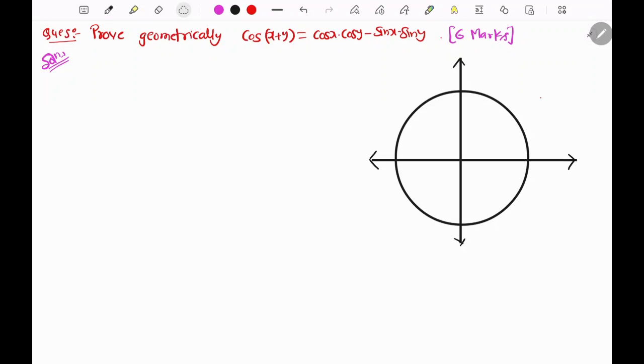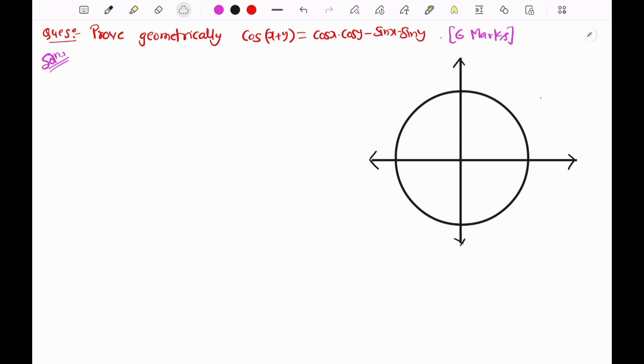Hello students, so today we will learn the proof of this question. The question is: prove geometrically cos(x+y) = cos x cos y - sin x sin y. It is a fixed question, so we will understand the proof of this question. To do the proof, first of all we need to understand the geometry of this figure.